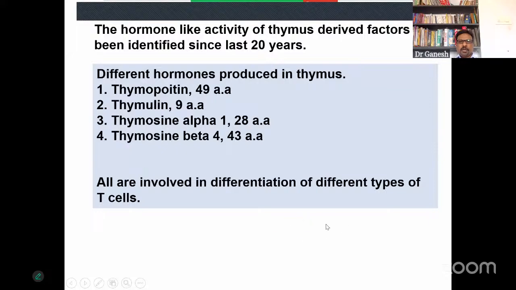Okay, so the hormone-like activity of thymus-derived factors has been identified for the past 20 years. This is with reference to the hormones of the thymus gland. There are 4 hormones that have been identified in the thymus gland: thymopoietin, of 49 amino acids; thymulin, of 9 amino acids; thymosin alpha 1, of 28 amino acids; and thymosin beta 4, of 43 amino acids. All these hormones are known to be involved in the differentiation of different types of T cells. So the thymus gland acts like an endocrine gland because of the production of these hormones, which are capable of exerting endocrine function, and it also acts as an immune organ.